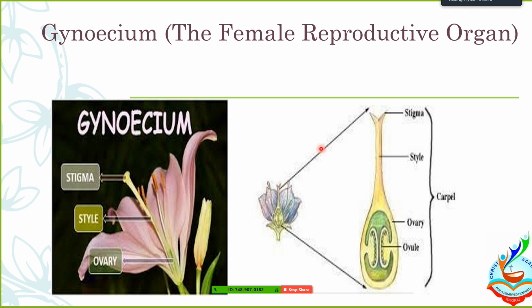Now, gynoecium. Gynoecium is made up of three parts. First is stigma, second is style, third is ovary. Stigma is the swollen tip, as I had already explained. It traps the pollen grains. Then style, it is the long tube-like structure. Ovary is the swollen basal part. After fertilization, the ovary converts into a fruit and the ovules convert into seeds.